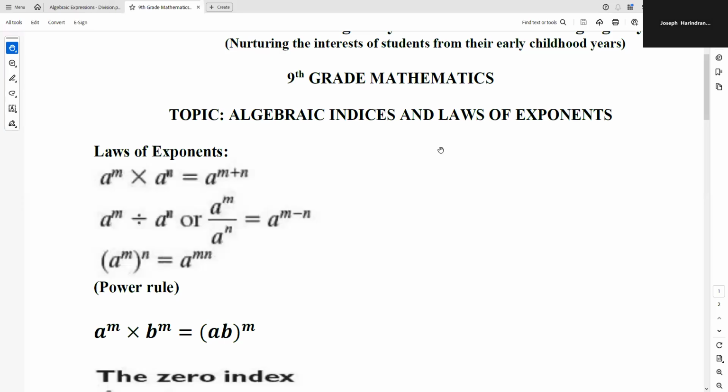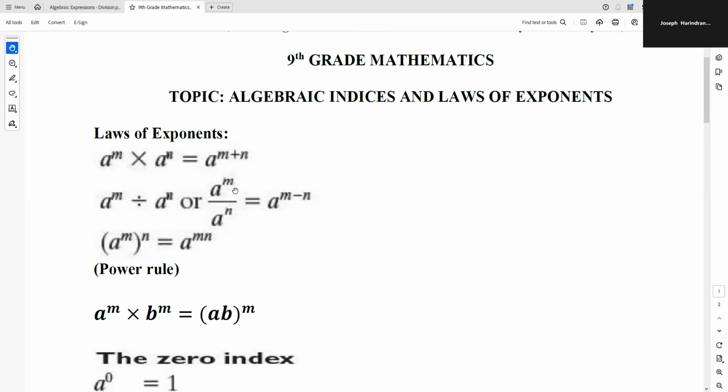In this session, for the 8th and 9th grade mathematics, on the topic algebraic indices and laws of exponents, we are also going to see division of monomials, binomials, and trinomials and polynomials. First, let us see the basics, the laws of exponents. A power m into a power n is equal to a power m plus n. This is known as the product rule, the multiplication rule or the product rule of exponents, the indices.